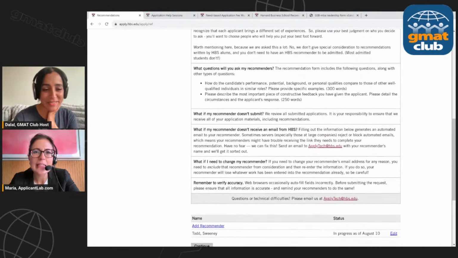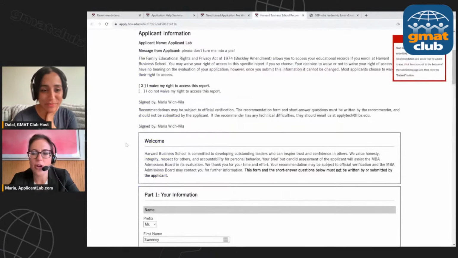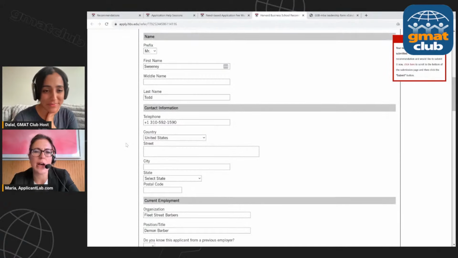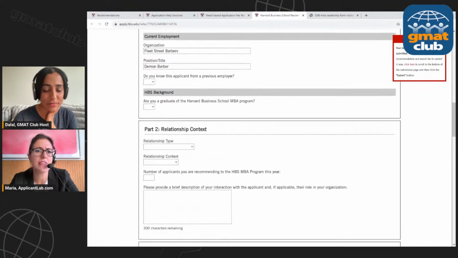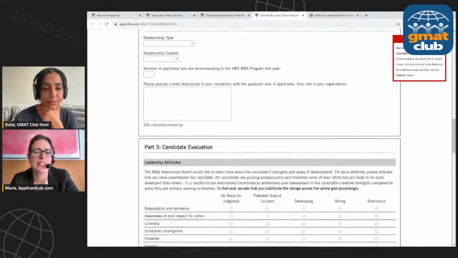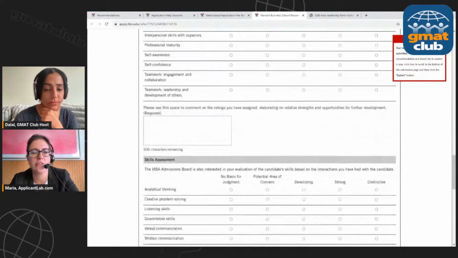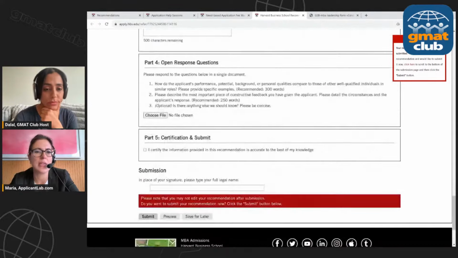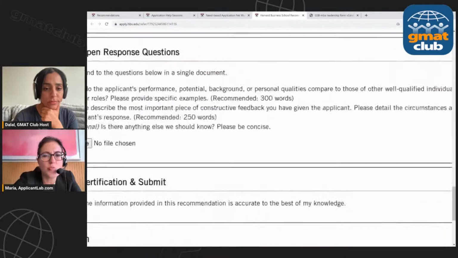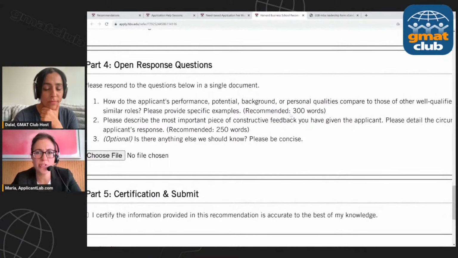Okay. So I don't think I need to walk through it. The only thing to really note about the recommendation for HBS is they do ask very similar questions as other schools, but they have a slightly smaller or shorter word count. So 300 words, 250 words. Sometimes the other schools will give you a little bit more space.